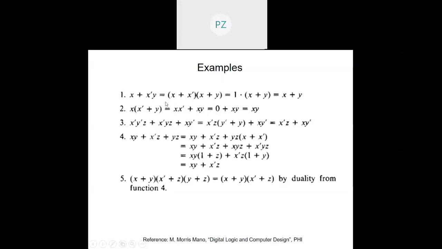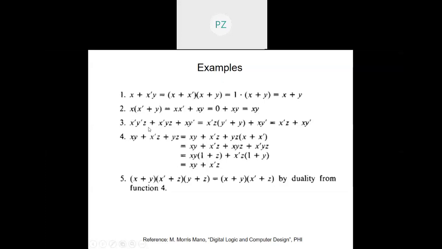So this in fact is the dual of this, but still I can prove it. Dual because I have replaced this plus by dot and this dot by plus. So I get this, and in the result part I have replaced this or by and. So I got this; in fact, 2 is the dual of the first one.